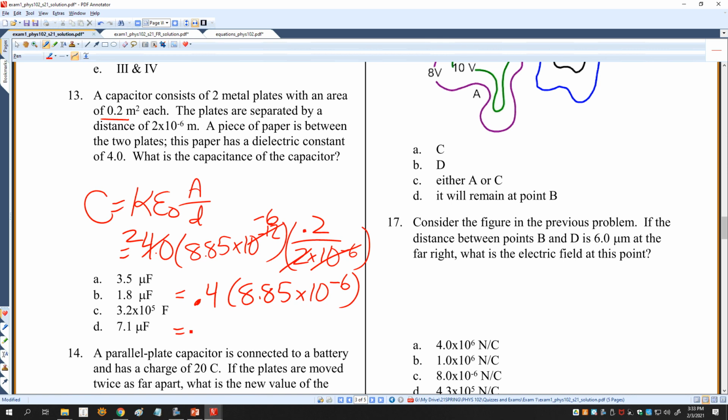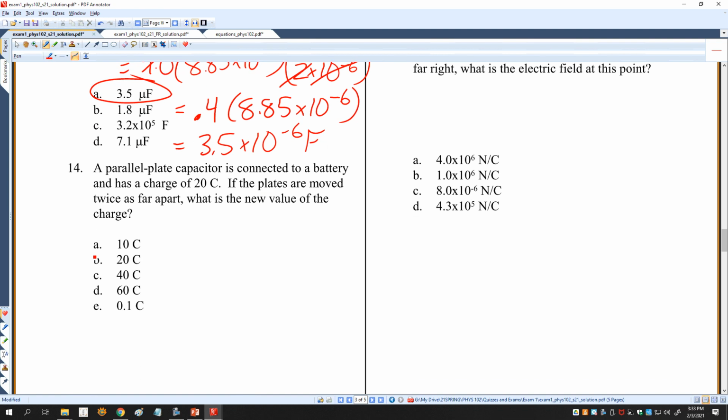I really recommend that you do that. I get 3.5 times 10 to the -6 farads. You do that, write out your numbers when you're taking standardized tests or my tests. That way you're not putting everything in your calculator. You're just prone to make more mistakes when you're using your calculator.